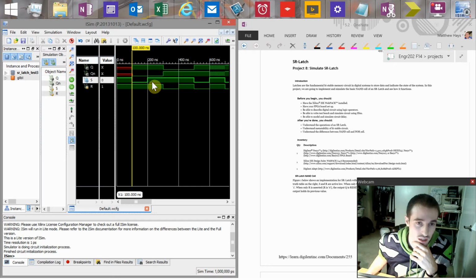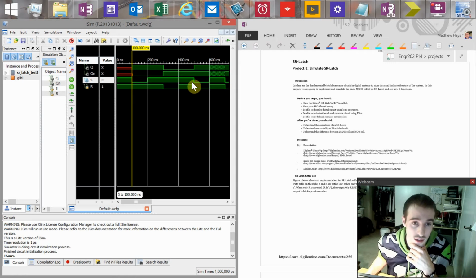Now after you assert the reset, if you change it to a 1, it doesn't do anything to Q. It just stays the same because it's in a stable state.